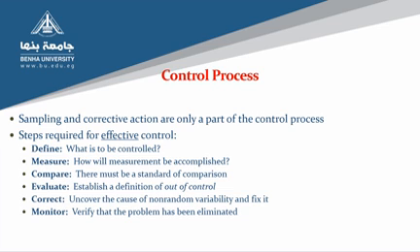Sampling and corrective action are only a part of the control process, and the steps required for effective control are: 1. Define, which means what is to be controlled. 2. Measure, which means how will measurement be accomplished? 3. Compare, which means there must be a standard of comparison. 4. Evaluate, which means establish a definition of out of control. 5. Correct, which means uncover the cause of non-random variability and fix it. 6. Monitor, which means verify that the problem has been eliminated.